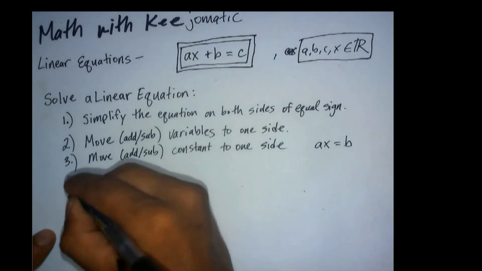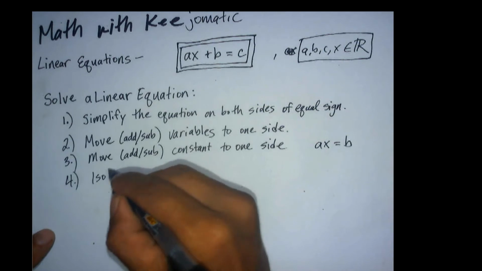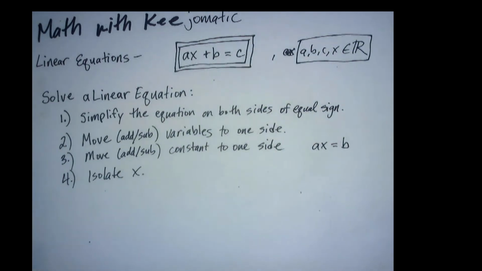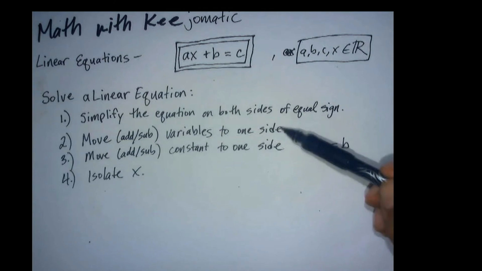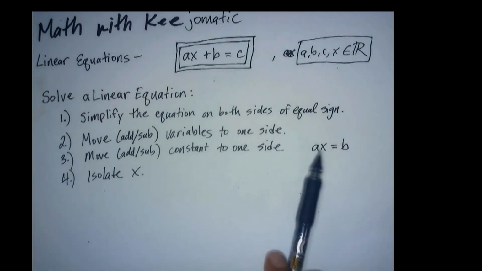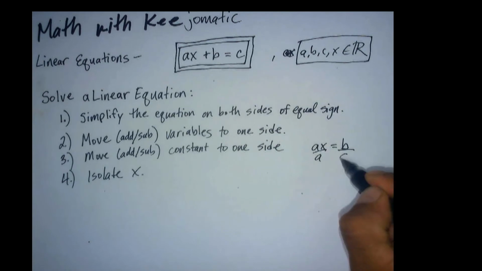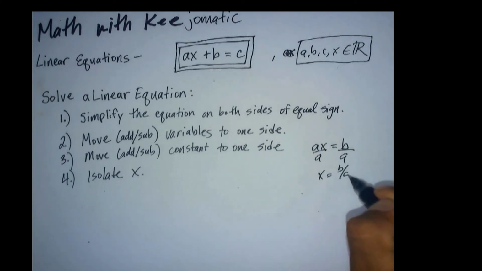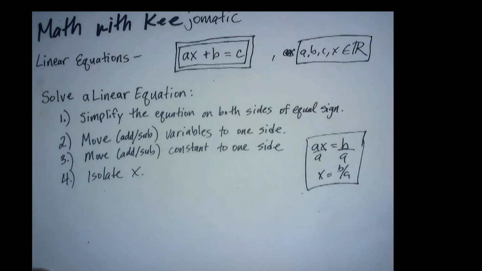Okay. And 4, isolate x. So every one of these steps is a step towards isolating x, but here you would divide both sides by a. So this should be review. We did this last week. These problems are just going to be a little harder. It's the only difference.